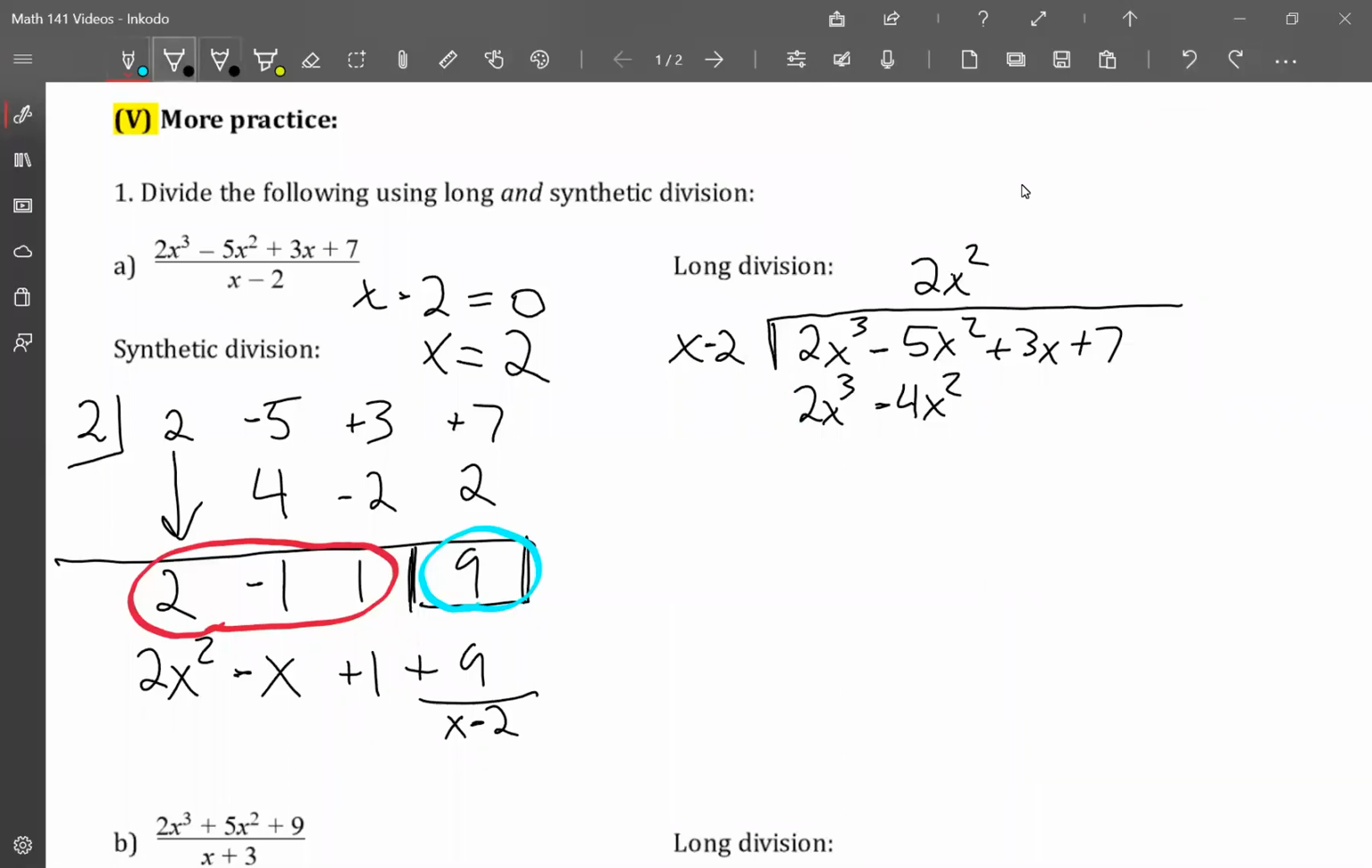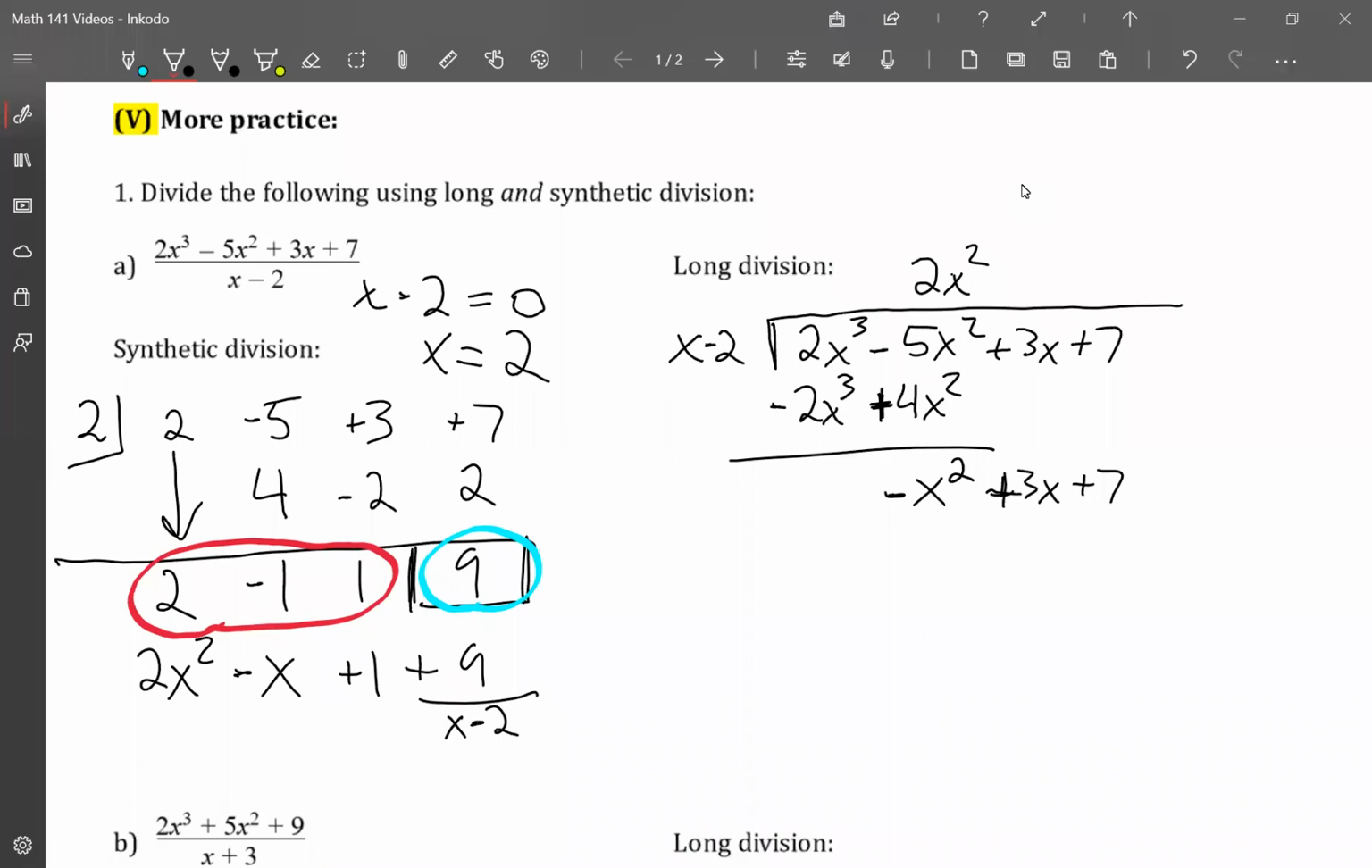And the negative times negative 4x squared gets you positive 4x squared. So now we have a negative and a positive here. And we're just going to do some addition. 2x cubed minus 2x cubed, just 0, goes away. Negative 5x squared plus 4x squared is negative x squared. And from there, we can bring down the rest of the polynomial. Plus 3x plus 7.